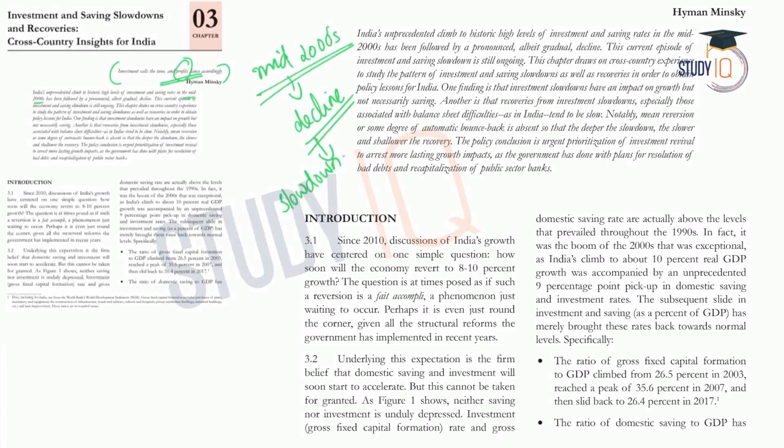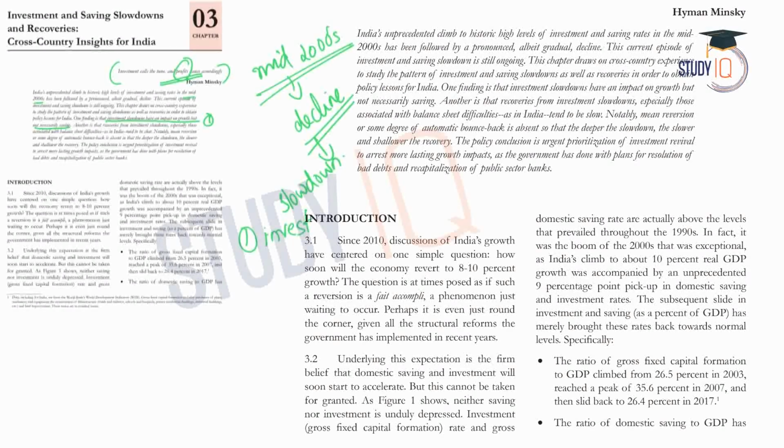This chapter tries to make a cross-country experience analysis and also draw investment and saving slowdown patterns in order to find out how countries recovered from the slowdowns and make policy lessons for India. The main findings are that investment slowdowns have an impact on growth but not necessarily saving, which means that, as we said, slowdowns can be either investment or saving slowdowns, but investment slowdowns have more impact on the growth of the economy. So investment slowdowns need to be rectified properly.